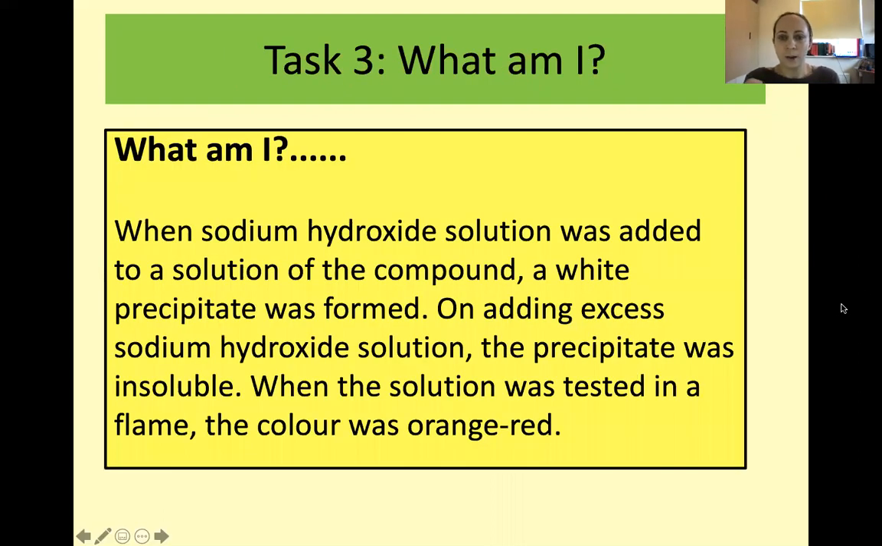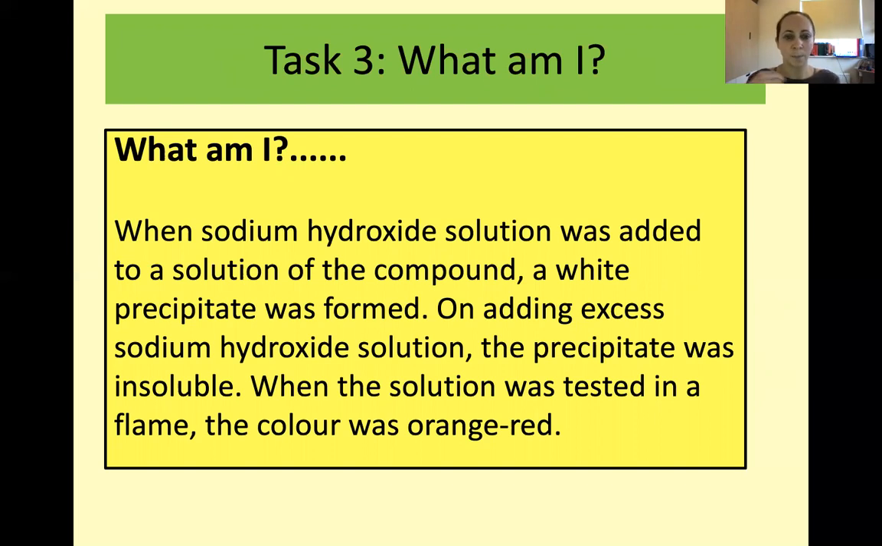Right, bit of a brain puzzle for you. Here is our statement. When sodium hydroxide solution was added to a solution of the compound, a white precipitate was formed. On adding excess sodium hydroxide solution, the precipitate was insoluble. When the solution was tested in a flame, the colour was orange-red. What am I? So dig out your key cards, pause the video and have a think. What positive metal ion is in this solution?